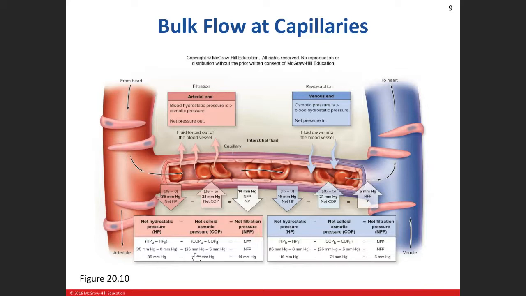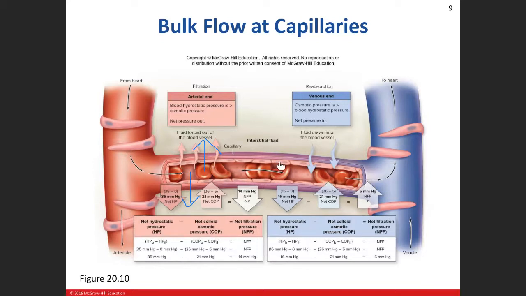All right, the pressure inside is 26 millimeters of mercury. That's the pulling force inside the vessel. Then you have the pulling force outside the vessel. We take the difference of that. 26 minus 5 is 21. 35 minus 21 is a net of 14. That means, since it's positive, it favors the pushing out of stuff from the blood vessels.